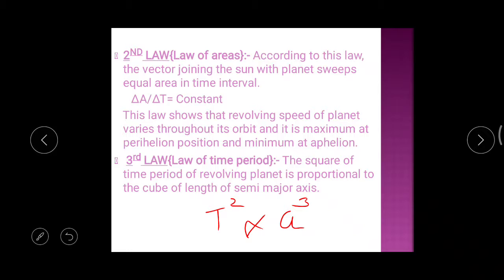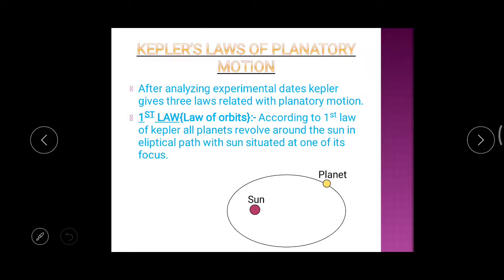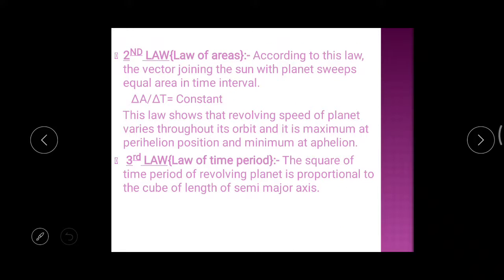Here the semi-major axis is related to the orbital path. This is the semi-major axis, this one is the major axis. The length of the semi-major axis is a, and the time period squared will be proportional to a cubed.